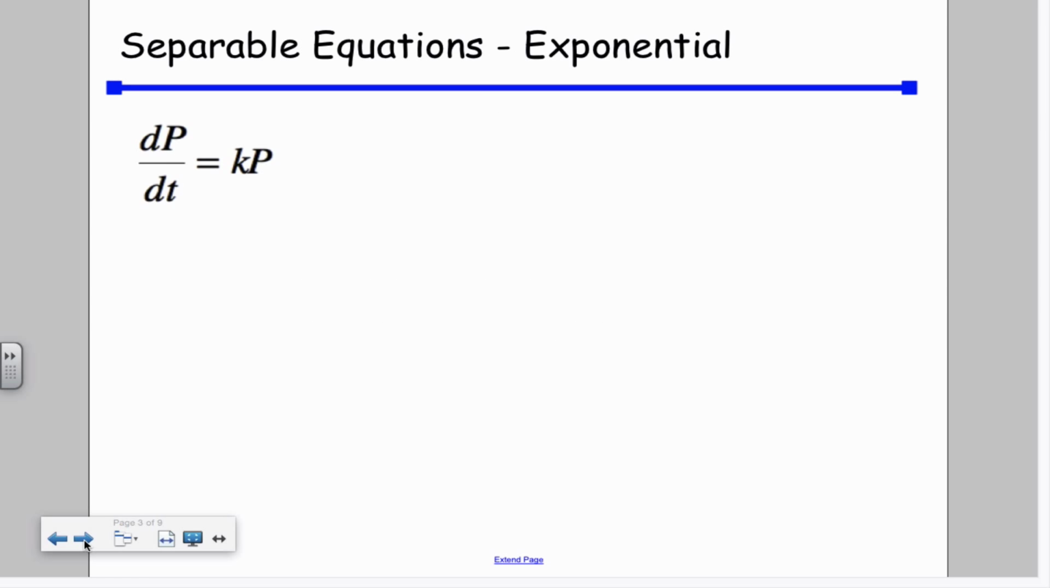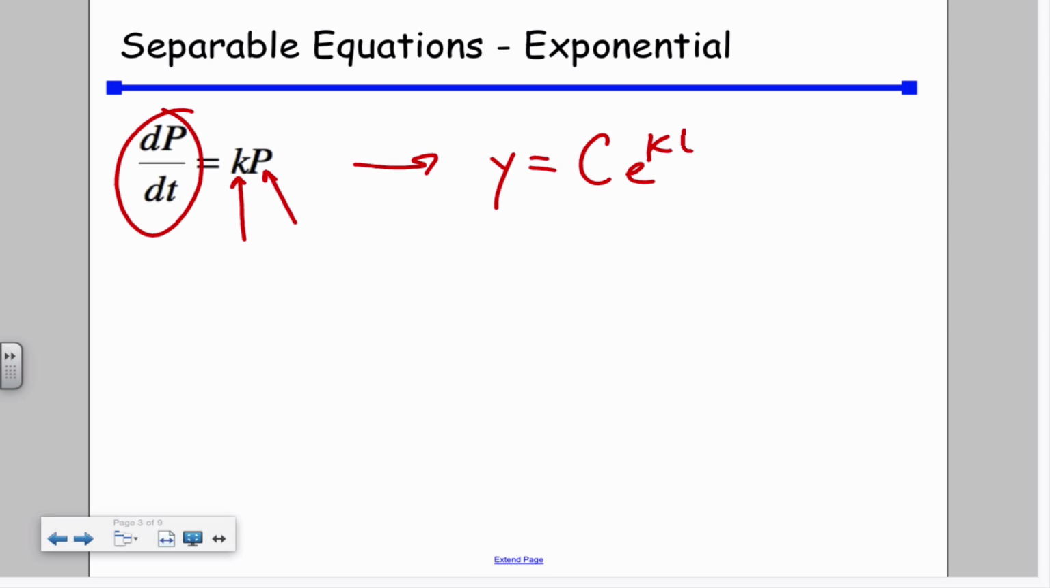So let's look at an example of a separable equation that is an exponential form. So remember, anytime you have a derivative on the left and a constant of proportionality, and you are directly proportional to the main variable, in this case which is p, we can just jump right ahead and write the final answer, which is C e to the kt. And I guess technically my y variable should be p in this case. Okay, so how do we get that?